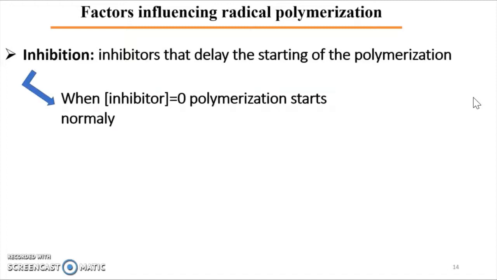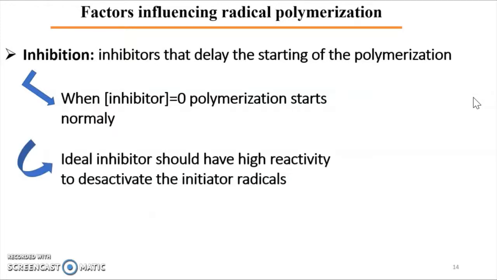So if I have inhibitors in the medium, these inhibitors have high reactivity toward the radicals, so they will take the radicals in the medium, or they capture all radicals present in the medium, especially the initiator ones. So I can't start the polymerization before consumption of the quantity of inhibitors present in the medium. In fact, ideal inhibitors should have high reactivity to deactivate the initiator radicals, and this is positive in the case when we want to preserve or prevent the autopolymerization of monomers.